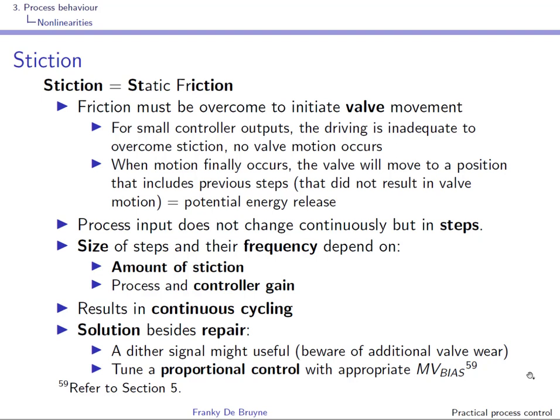Another solution that is sometimes advocated is to use a proportional controller, so a P controller without integral action, because it is this integral action that is causing this sawtooth behavior on MV. In order to obtain a small error on the control, SP minus PV, with a proportional control, you'll have to work with an MV bias, and this will be introduced in section 5.